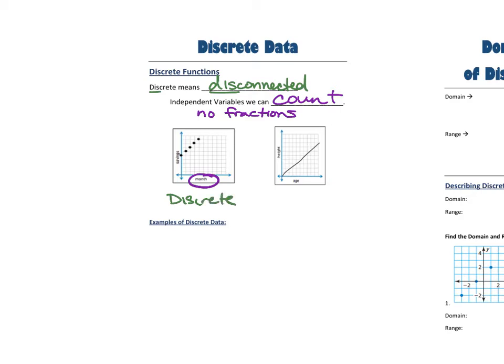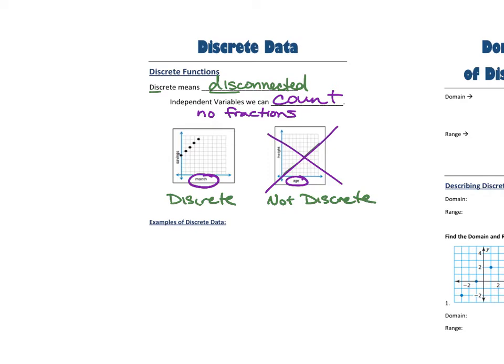But if we look at the second graph, its independent variable is age. I don't just turn from 1 to 2 to 3 to 4. I can be 1.5, 2.5, 3.5. That means that this creates not discrete data. It is called continuous data, but we're just going to call it not discrete today. We're looking for graphs that are disconnected. If that line is connected together at all, it is not discrete.